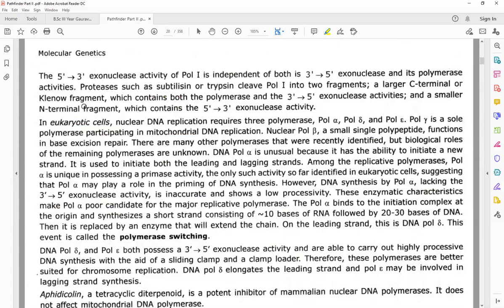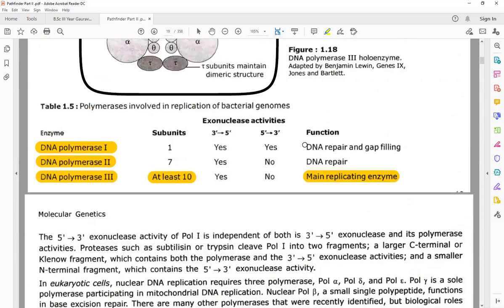Now, please look here. The 5' to 3' exonuclease activity of polymerase 1 is independent of the 3' to 5' exonuclease activity. Now, see, there is only one DNA polymerase in the world which has both the 5' to 3' as well as the 3' to 5' exonuclease activity, and that is referred to as DNA polymerase 1. Okay, if you remove one exonuclease activity from DNA polymerase 1, then it will be referred to as the Klenow fragment.